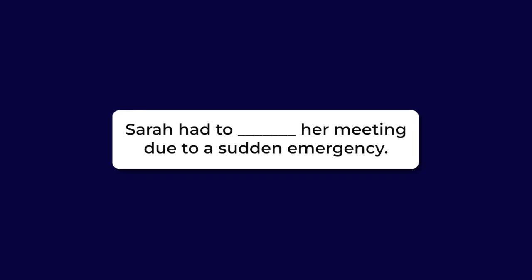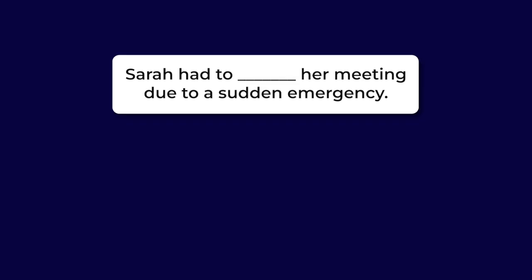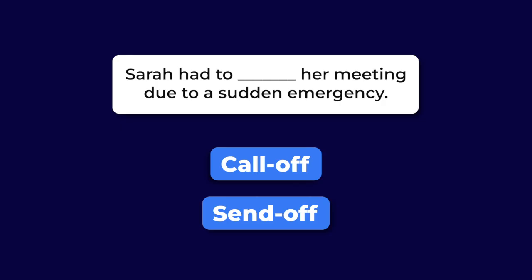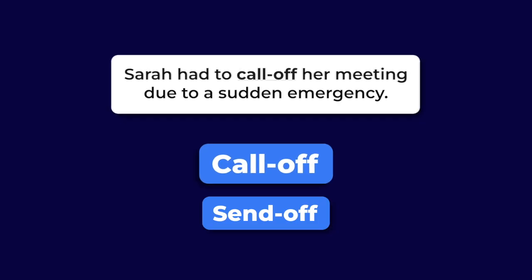Sarah blank her meeting due to a sudden emergency. Did Sarah have to call off or send off? The correct answer is call off. When you call off something, it means you cancel it. We use the phrasal verb send off when we're saying goodbye to someone. So in this sentence, it does not make sense. The correct answer is call off or to cancel.